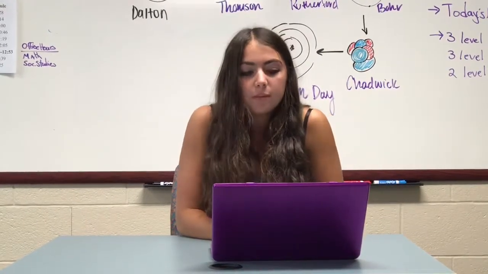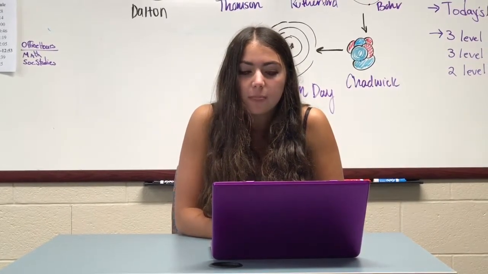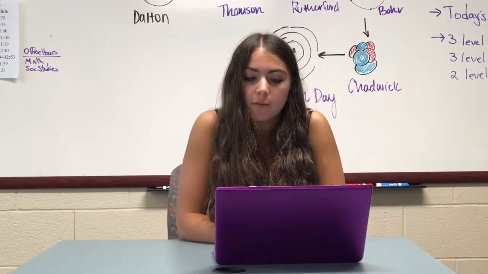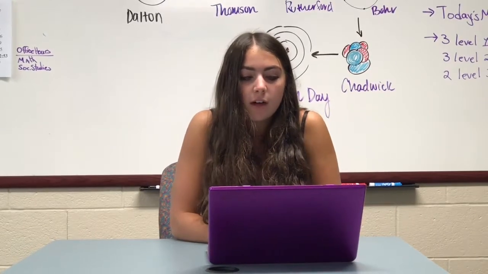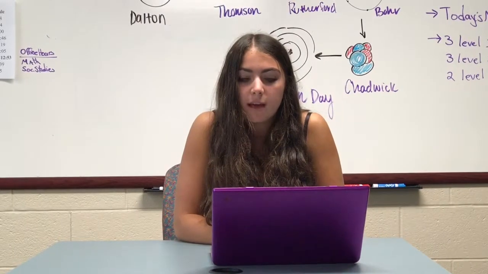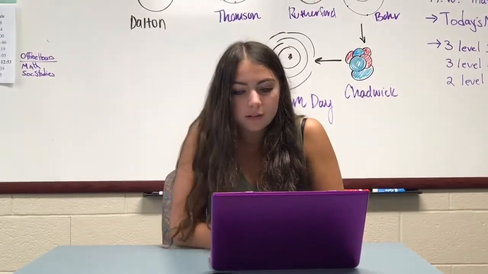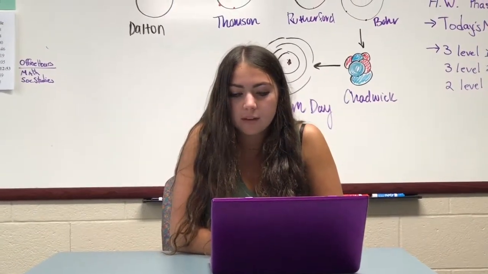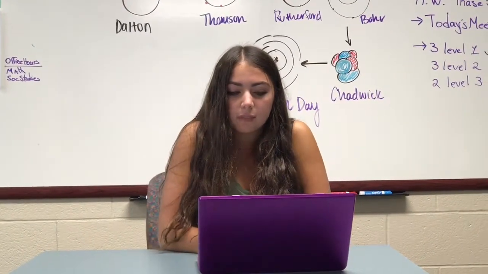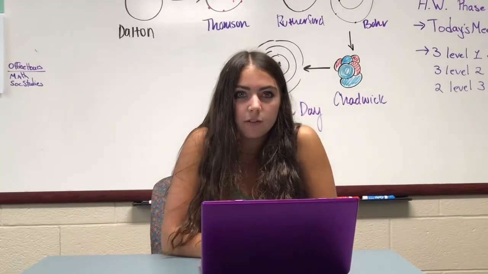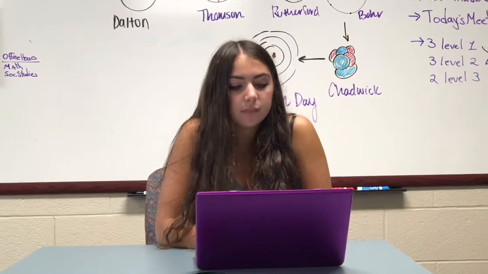Dalton also contributed. His atomic theory consisted of multiple ideas still used today. First, all matter is made of atoms, which are indivisible and indestructible. Second, all atoms of a given element are identical in mass and properties. Third, compounds are formed by a combination of two or more different kinds of atoms. A chemical reaction is a rearrangement of atoms. And last, atoms cannot be created or destroyed. Dalton used experiments with gases to discover his theory.